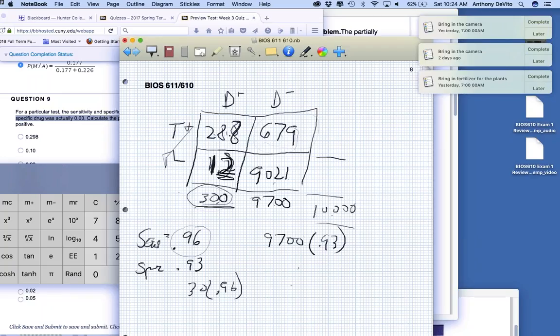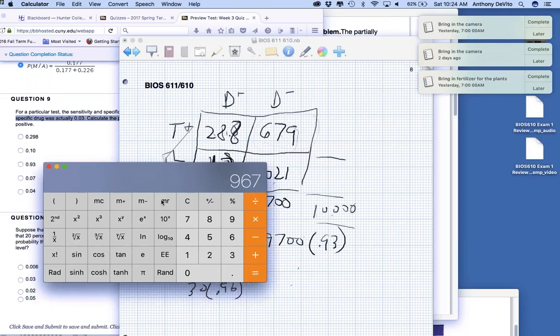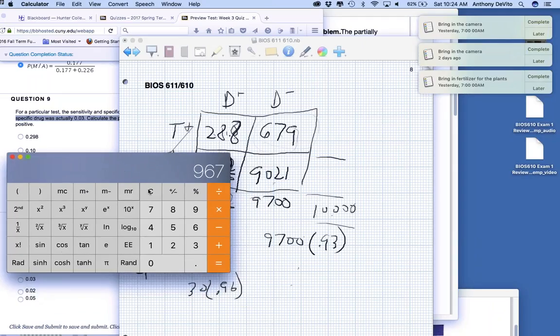Okay, so I'm going to add these together. 679 plus 288 equals 967 total positives. Okay, I'm going to add that and put that in memory. And out of those total positives, there are 288 people that were actually positive. Divide that by the total number of positives, and my positive predictive value is a little under 30%.